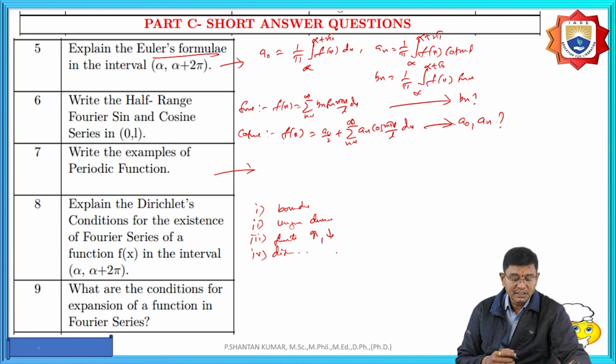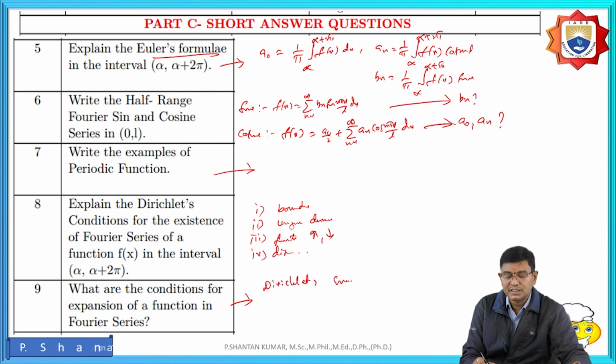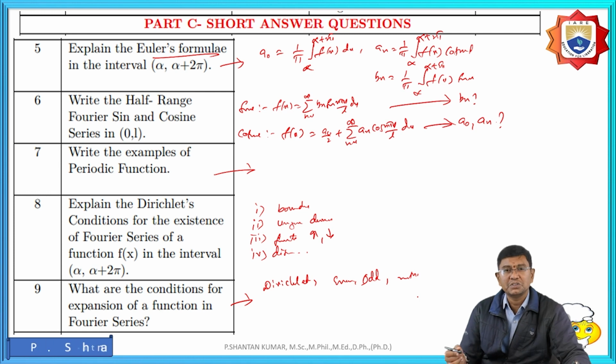And what are the conditions for the expansion of a function in Fourier series? The conditions are the Dirichlet conditions, and after that, the even function, the odd function, and also the neither functions. Based upon the given series, we need to find the solutions.